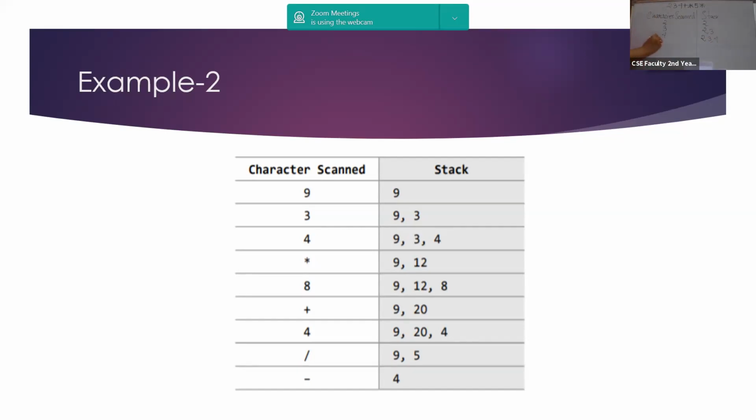Next character scanned is plus. Now when plus is scanned, you will pop the first two operands, perform the operation and push it back into the stack. So you will pop 4 and 3, then you will add 4 and 3, and then you will push it back into the stack. So this will become 2 and 7. Clear? Is it clear?